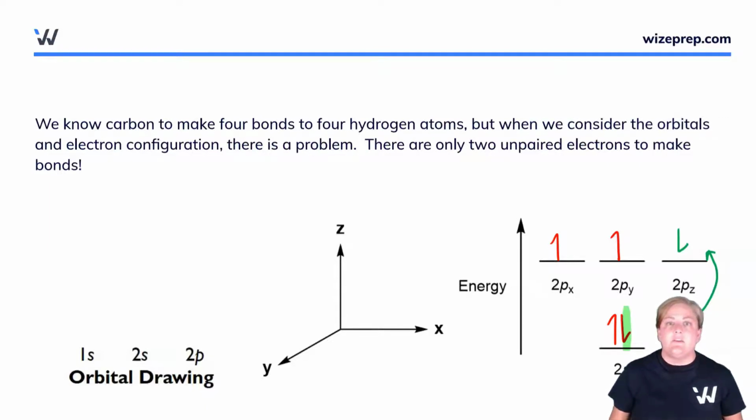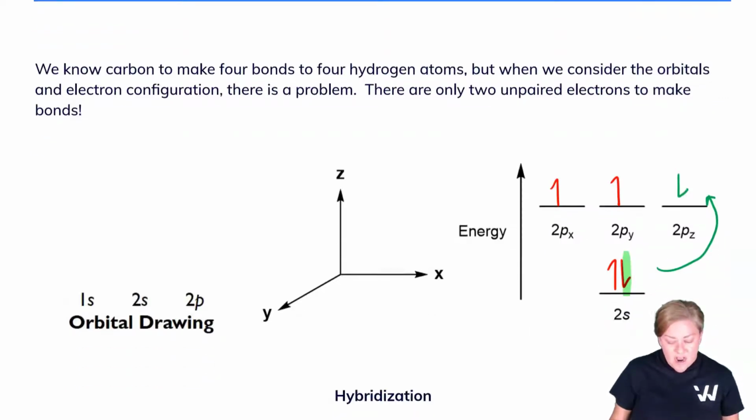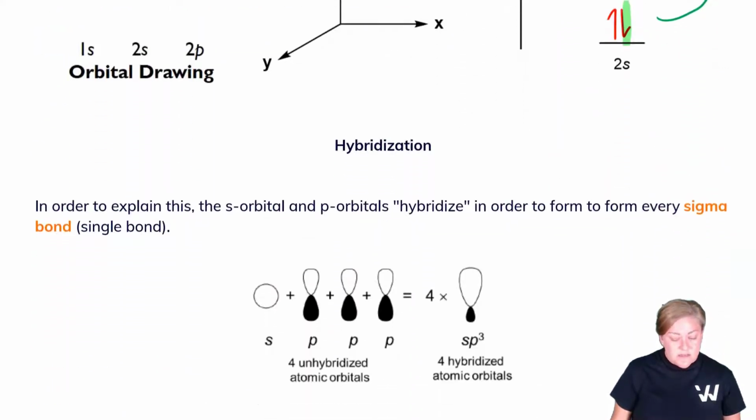And now what we do is we say, okay, we've excited an electron. We now have 4 unpaired electrons. This is good. But we need to hybridize these orbitals to form every sigma bond. And so we hybridize all the orbitals that have electrons in them. In this case, that's the s and all of the p orbitals.